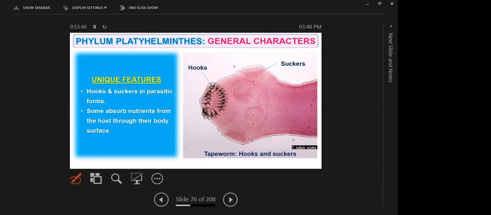Okay. So how do they cling to the tissue? They have hooks and suckers. So hooks and suckers help them to cling, to attach to the tissue of the body. They also help in absorption of the food from the body surface.